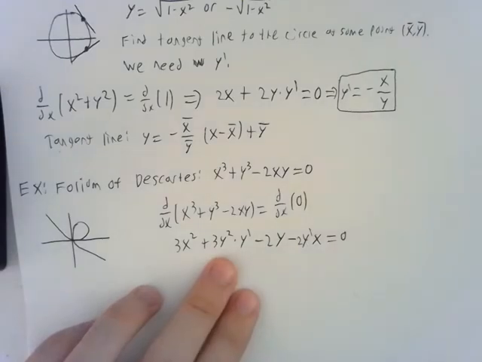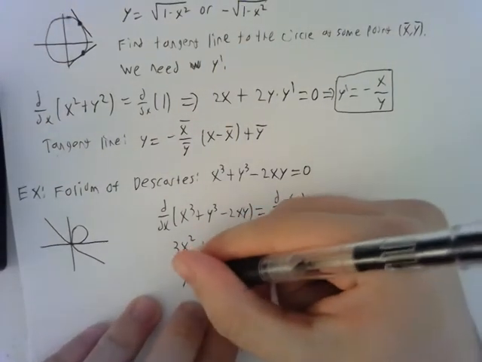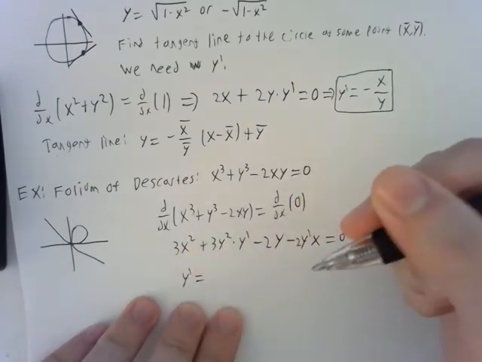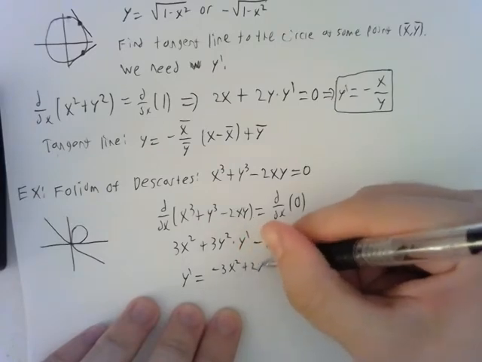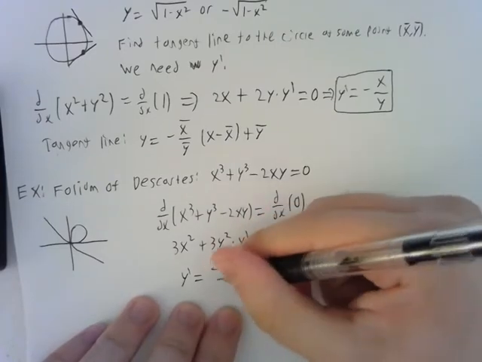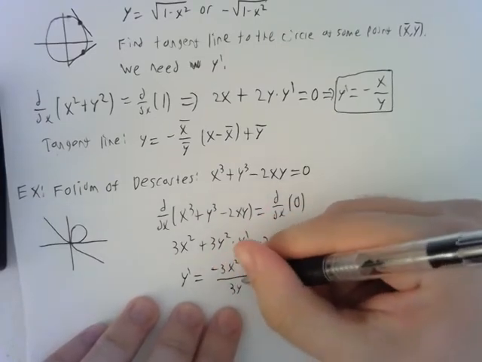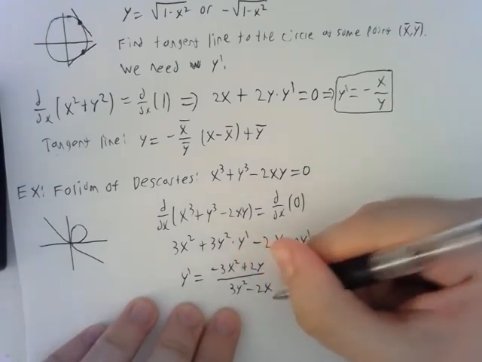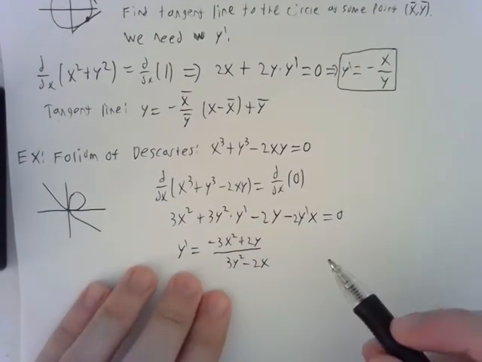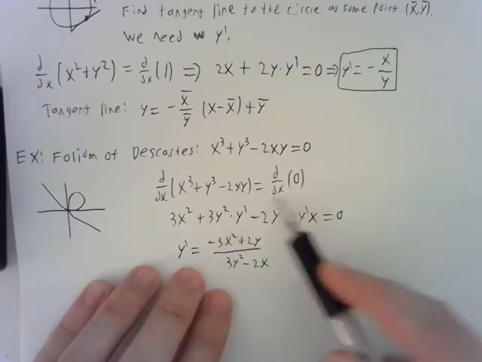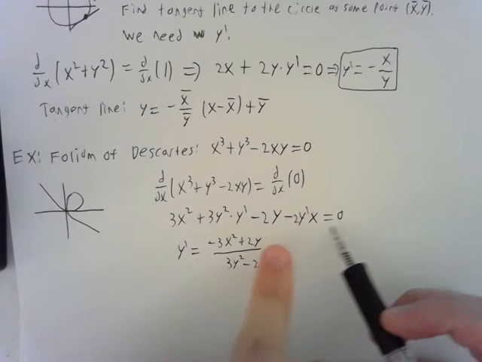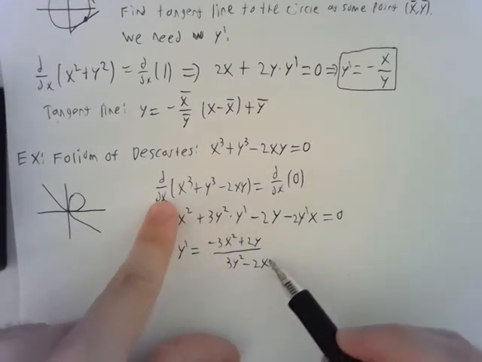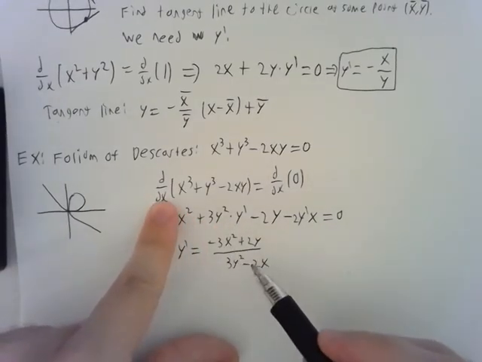So now if we isolate the y prime, then we'll get y prime is equal to negative 3x squared plus 2y divided by 3y squared minus 2x. I've skipped some steps here, but this is just some rearrangement of this equation. You move all the terms without y prime to the right-hand side, then you factor out a y prime and divide by what's left, and that's all that happened here.